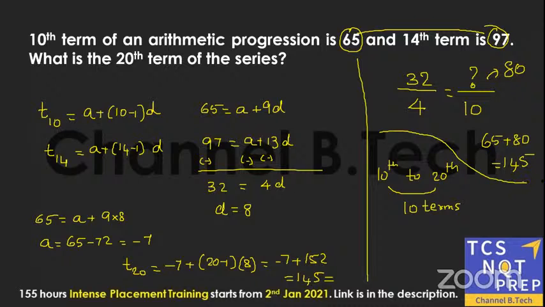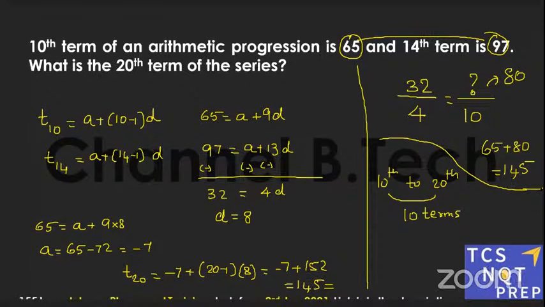Right? When you increase 4 terms, the value increases by 32. So when you increase by 10 terms, by how much will the value increase? It will increase by 80. So 20th term will be 10th term plus 80, that is 145. Right? Understood the second method, everyone? Yeah? Okay.